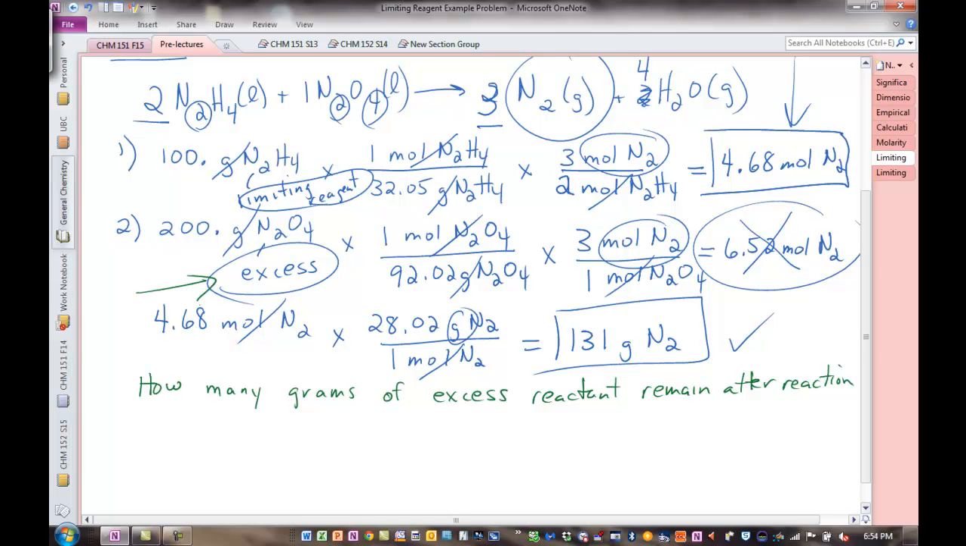We know N2H4 was limiting, therefore N2O4 must be in excess. So how are we going to work this? Well, there are a couple of ways to do this problem, maybe more than a couple of ways. The way that I like to work this, since we stopped at moles of each of these, is to subtract the smaller number of moles from the larger number of moles. And we'll talk about why in just a second.